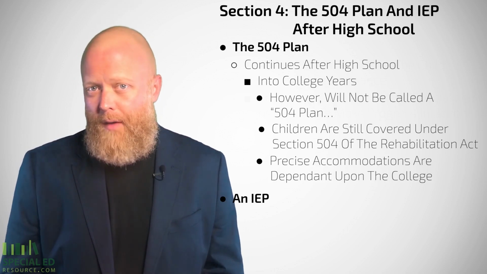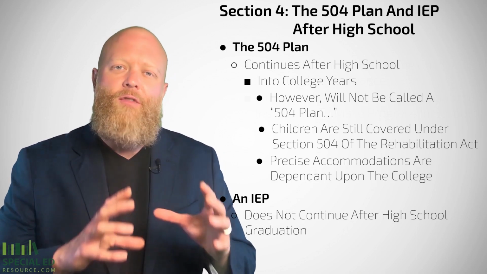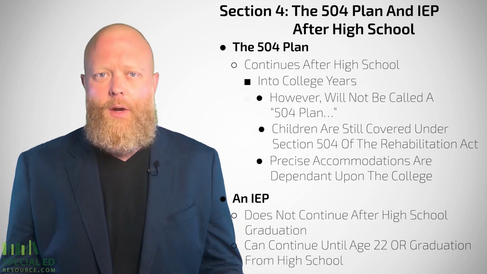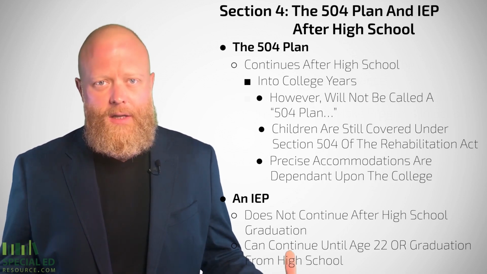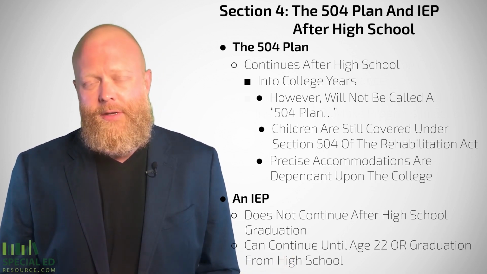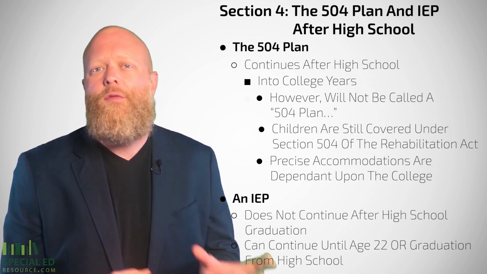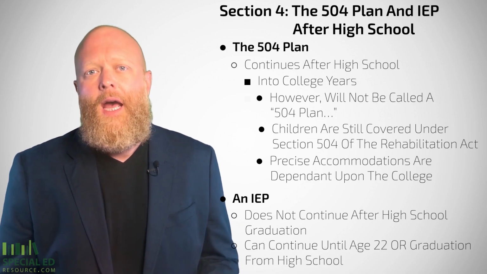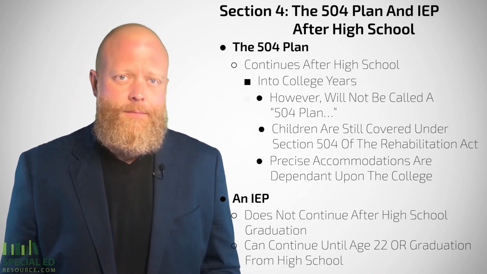For an IEP, however, services stop after high school graduation. Now, if a child takes longer to graduate, services will stop at age 22, regardless of whether or not a diploma has been received. Now, keep in mind, a child can transition back to a 504 plan type program and will receive similar accommodations as we've discussed under that plan.